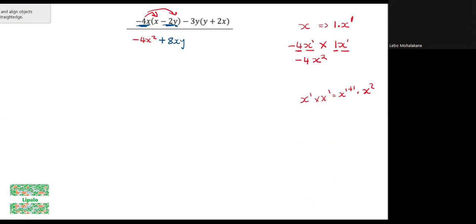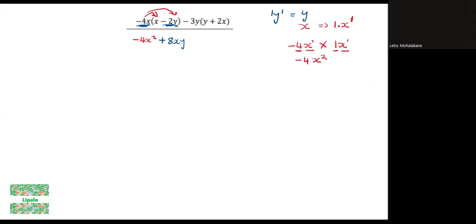Same procedure. The y is standing on its own. That means you have 1y exponent 1. A variable has a coefficient of 1 and an exponent of 1 every time if it's just standing on its own. If I have x squared, then the coefficient is 1 and the x has an exponent of 2. But if there's nothing there, that means the x has an exponent of 1 and a coefficient of 1. Always remember those things. Those are very important.